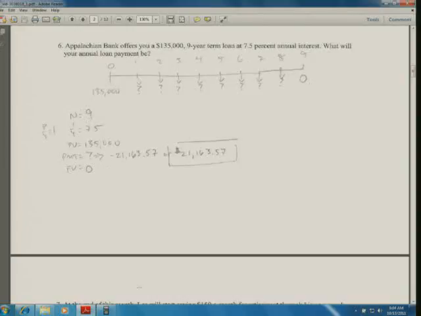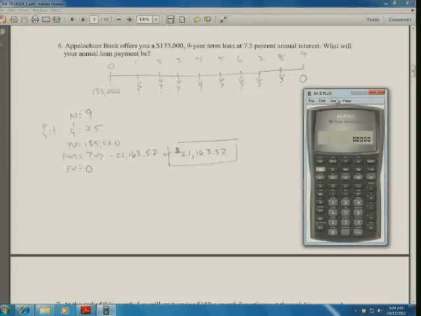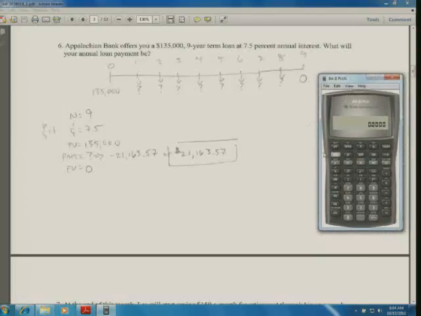Okay, so we're just going to plug this right into the calculator rather than trying to get at this one by hand. Okay, so second, clear time value of money, and let's plug in the information that we've got. We know that it's 9 years, so N is going to be 9, so 9, and then press N. The interest rate is 7.5, and then press I over Y.